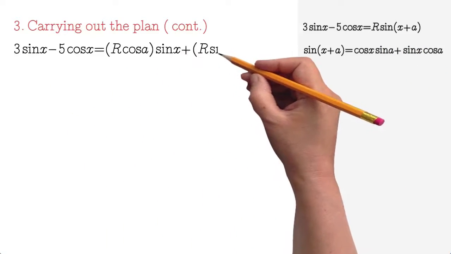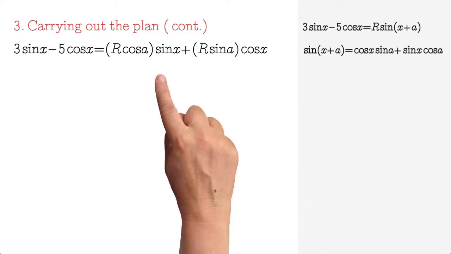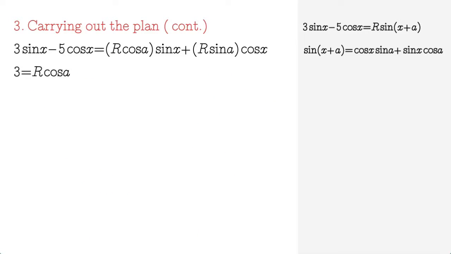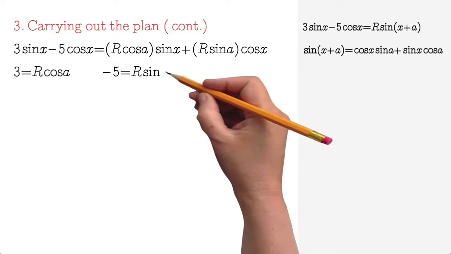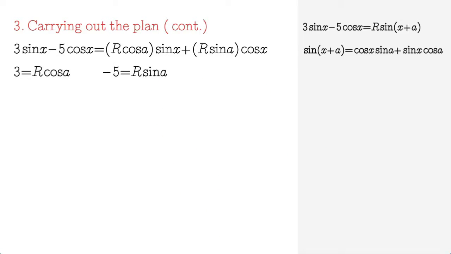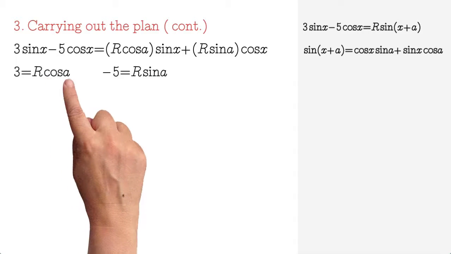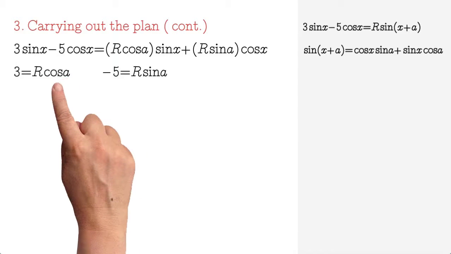We can identify the coefficients in front of sine x and cosine x and get the following two equations. 3 equals r times cosine a, and minus 5 equals r times sine a. Two equations and two unknowns. We need to solve it. We can divide the two equations to get rid of r and then calculate a, and afterwards go back and calculate r.